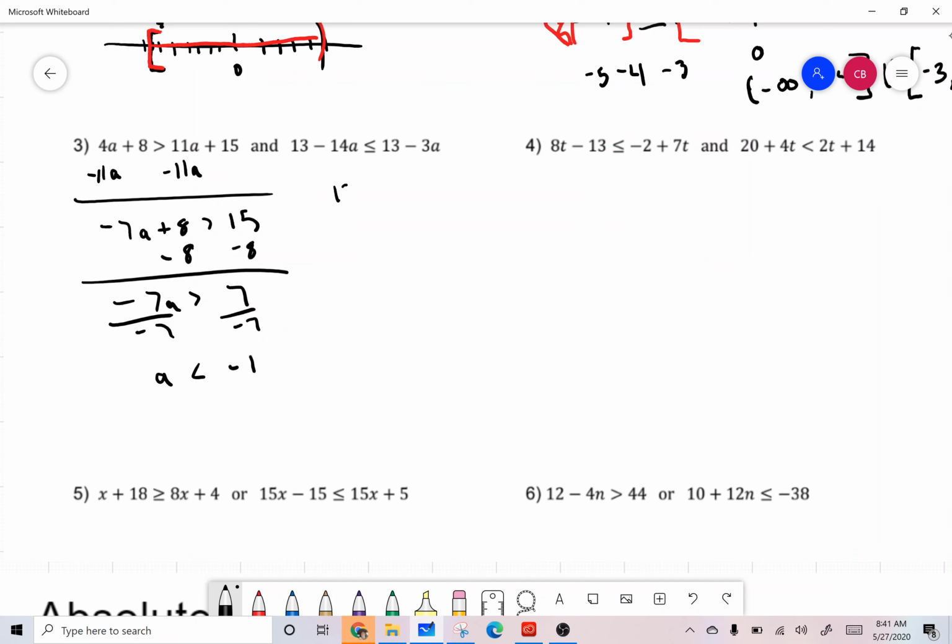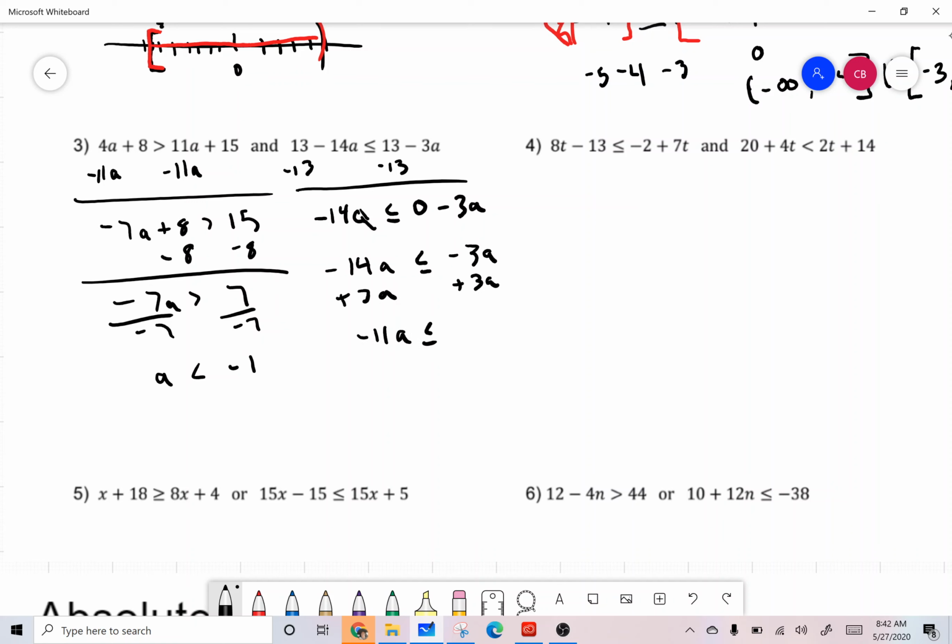So for the next one, we have 13 minus 14a. I'll just do it on this step because I'm going to run out of space. So I'm going to subtract 13. 0, negative 14a, less than or equal to 0 minus 3a. So this is negative 14a is less than or equal to negative 3a. So we add 3a. Negative 11a is less than or equal to 0. So a is greater than or equal to 0.